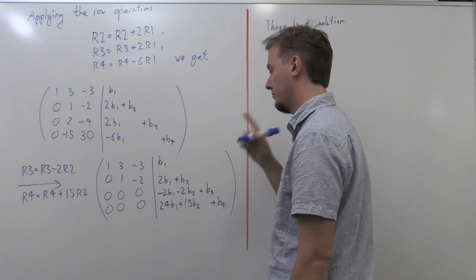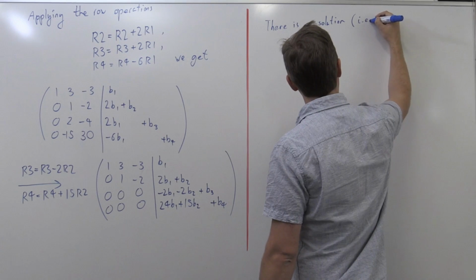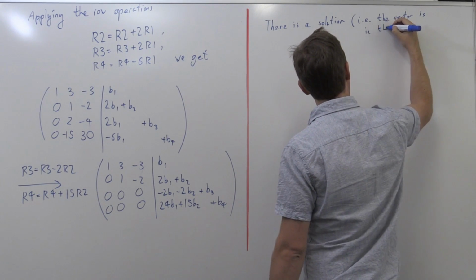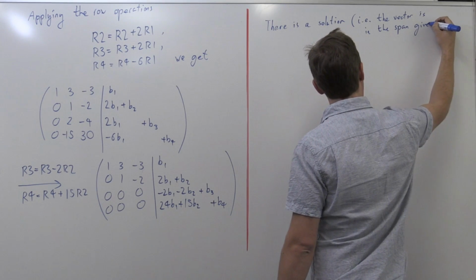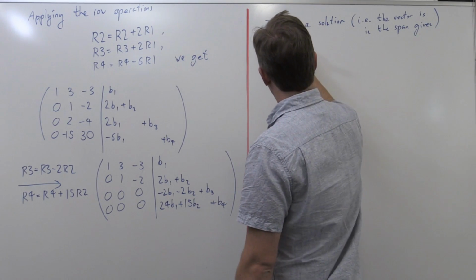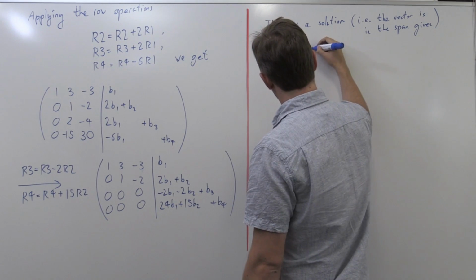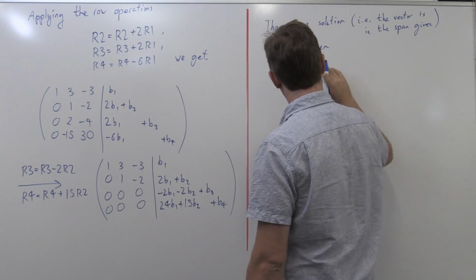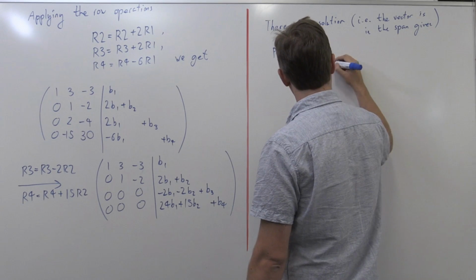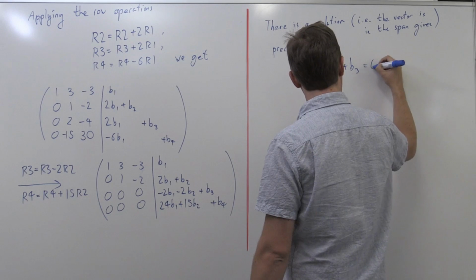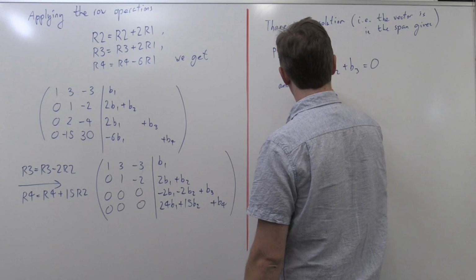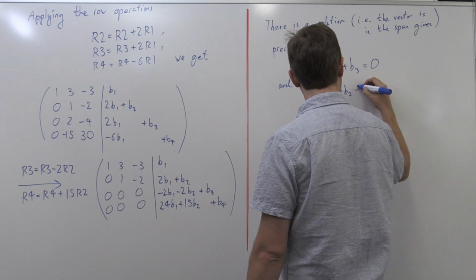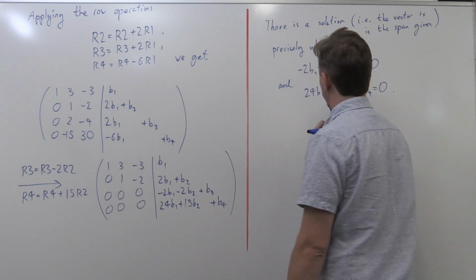and I might actually at this point remind us what the question was, i.e. the vector is in the span given, or the span of the vectors given, to be more precise, precisely when these two terms are 0. So when minus 2b1, mistake, minus 2b2 plus b3 is 0, and when 24b1 plus 15b2 plus b4 equals 0.